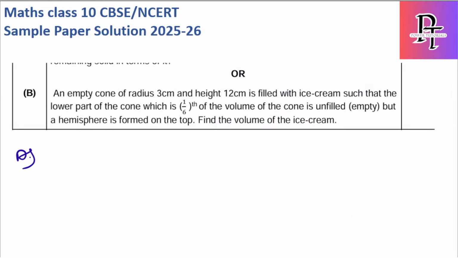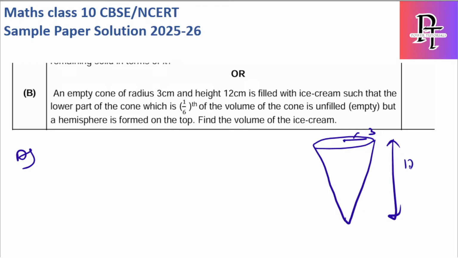So this is a volume question, so here the calculation will be a little lesser when compared to surface area questions. Okay, let's solve this. An empty cone of radius 3 centimeters and height 12 centimeters. So we have a cone whose radius is 3 centimeters and height is 12 centimeters, filled with ice cream such that the lower part of the cone, 1/6 of the volume, is unfilled. So 1/6 is empty air here.